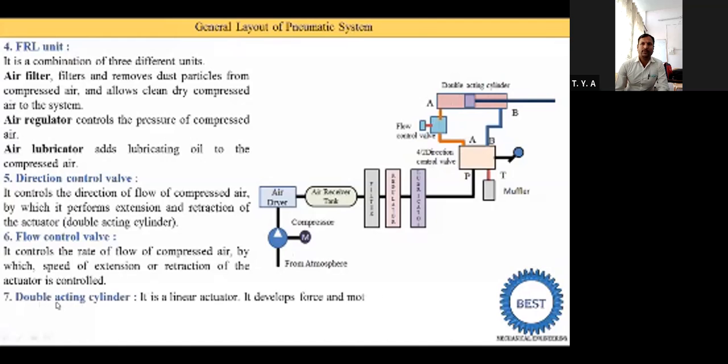And the last one is the double acting cylinder. It is a linear actuator, it develops force and motion. Various types of actuators are there, either linear or rotary. This double acting cylinder is the linear type because its output is in the linear direction. It's not in the rotating direction, and it develops force and motion.